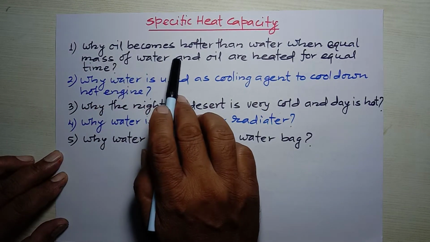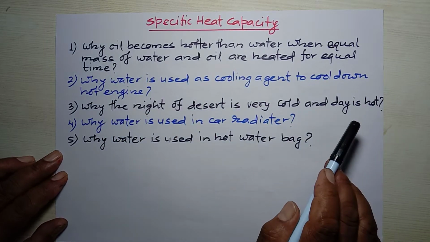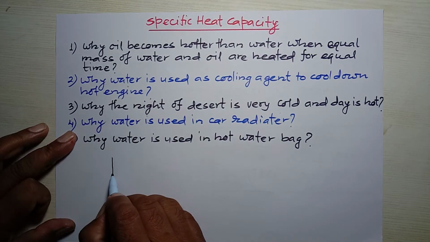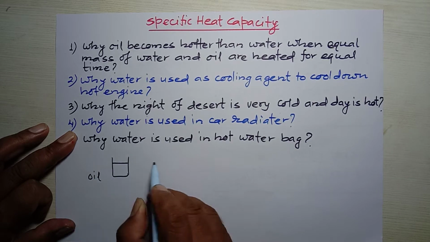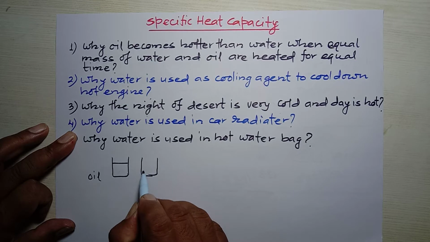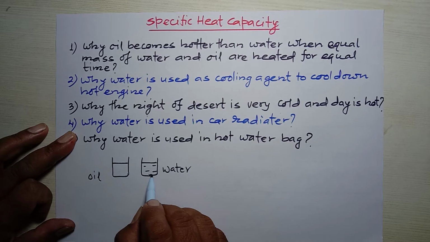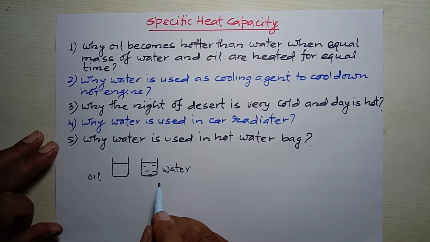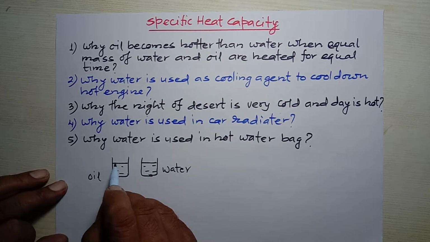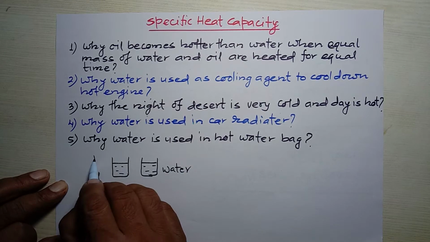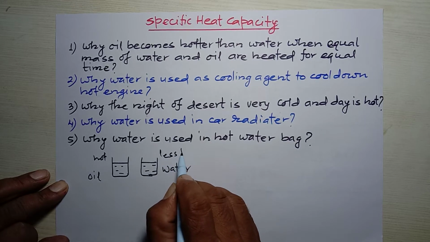Why does oil become hotter than water when equal masses of water and oil are heated for equal time? Look at this. If oil is taken here and the same amount of water is also taken here, and both are heated for equal time, let's say 15 minutes, what is found? Oil is found to be hotter than the water, which becomes less hot. What is the reason?